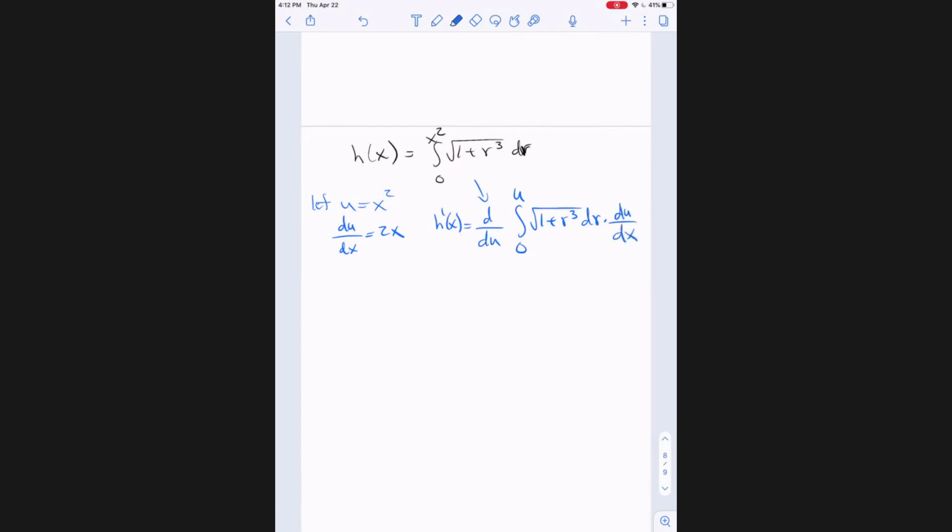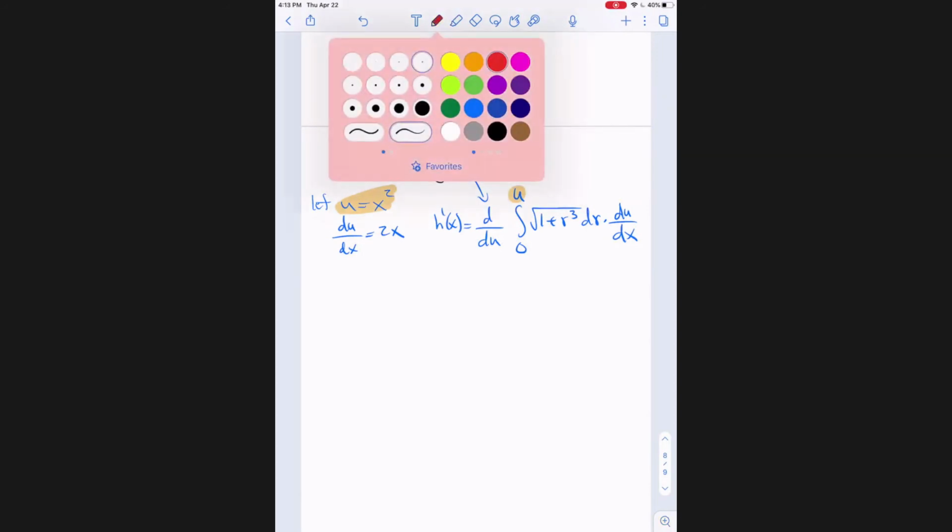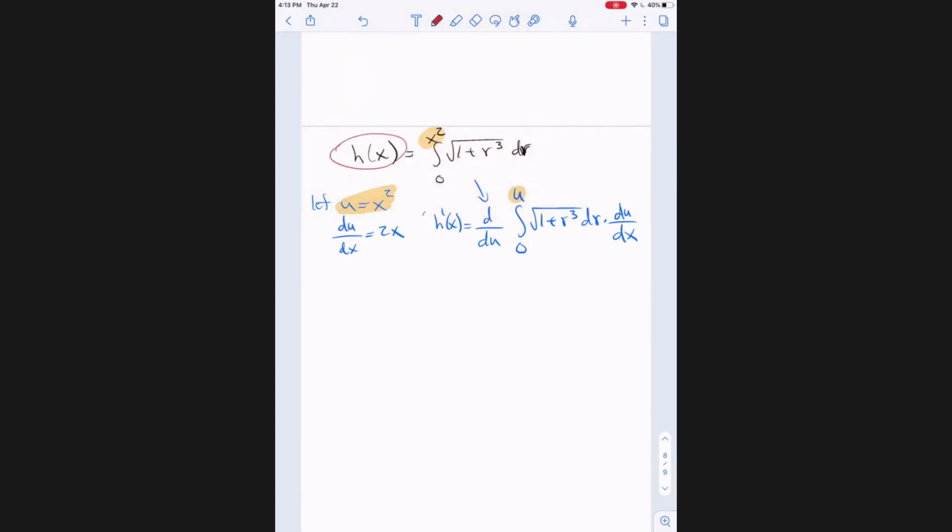So what we did is a u substitution. I said let u equal x squared right here, okay? So instead of x squared, we're going to put u. So if we're going to take the derivative of h of x, which is all of this, we're calling it h prime of x.